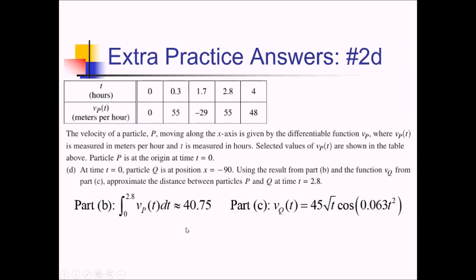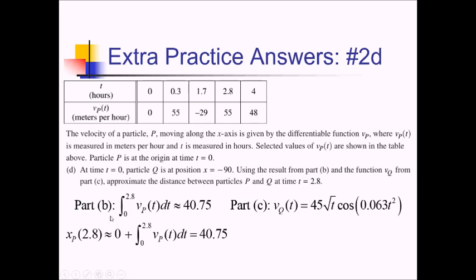Okay, so we need to first get the positions of the particles. The position of particle P is going to be the starting point, which they said was, let's see, particle P is at the origin at time 0. So this is xp of 2.8. That's going to be 0 plus this integral here from part B. So that's a total of, big surprise here, 40.75. And again, this is an approximation, so that's why I'm writing approximately equals.